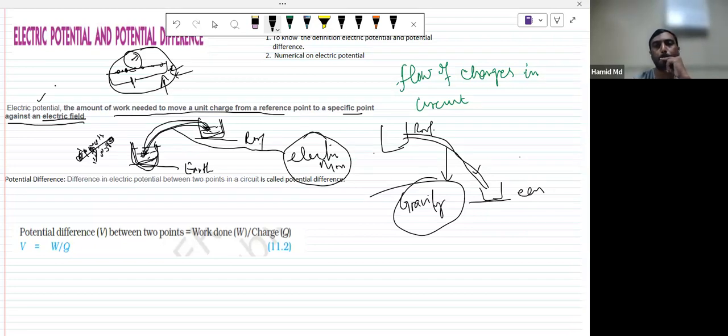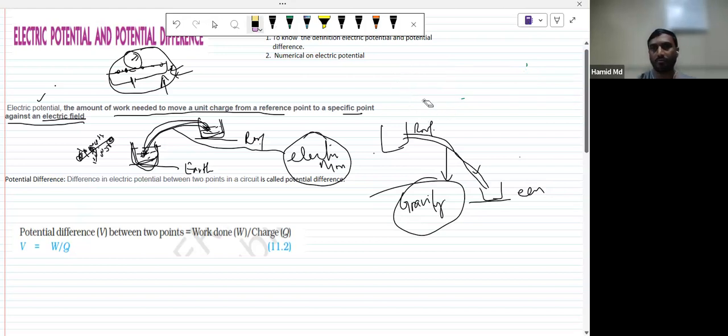It is the movement of electric charges from one point to another point. In doing that, we have to do some work. It won't go by itself. Got my point? Yes, sir. So we have to do some work in bringing electric charges from one point to another point.